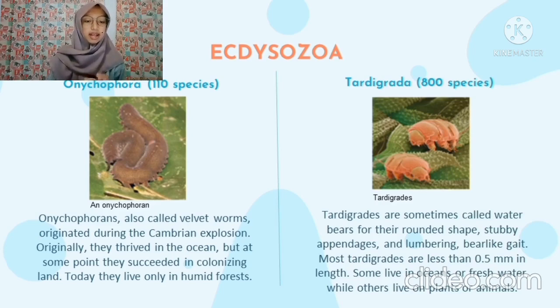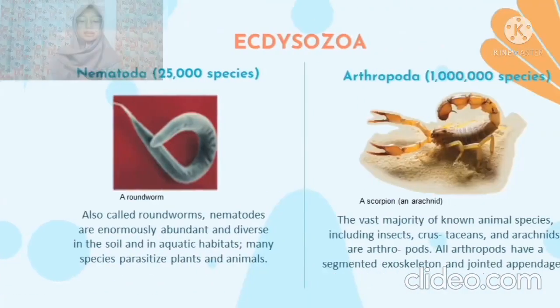Next, the second ecdysozoan is tardigrades. There are 800 species of tardigrades in the world. Tardigrades are sometimes called water bears for their rounded shape, stubby appendages, and lumbering bear-like gait. Most tardigrades are less than 0.5 mm in length. Some live in oceans or fresh water, while others live on plants or animals.